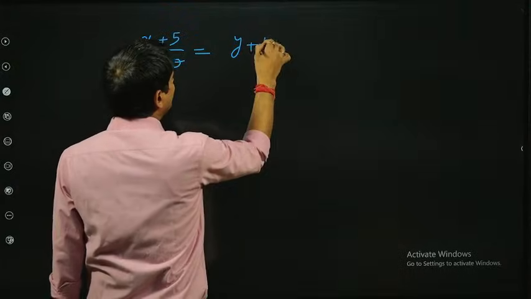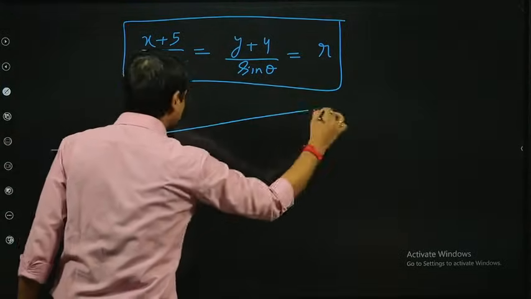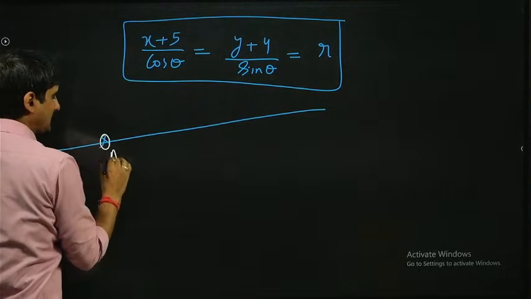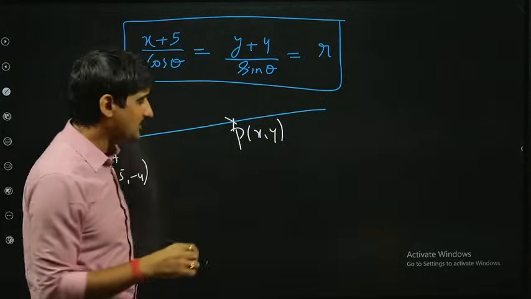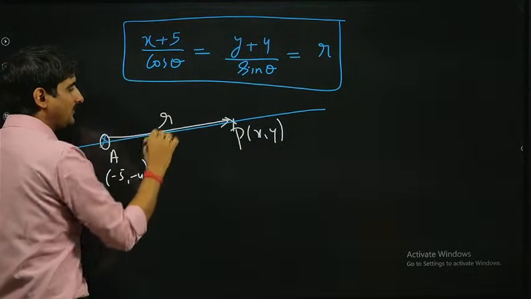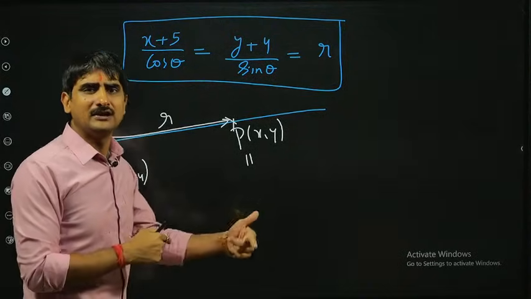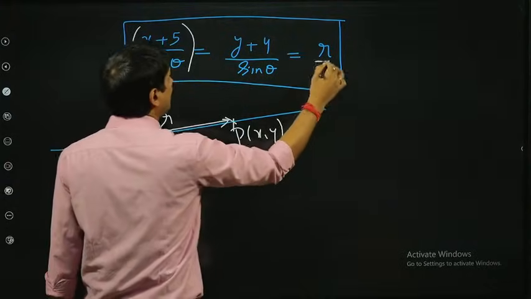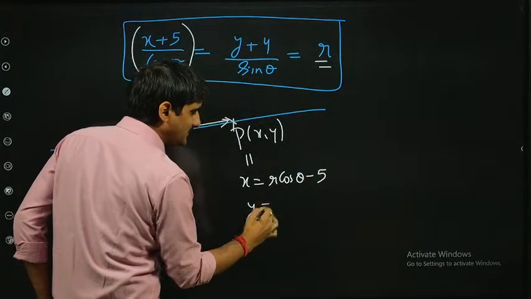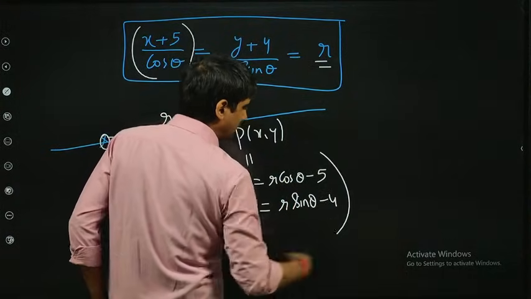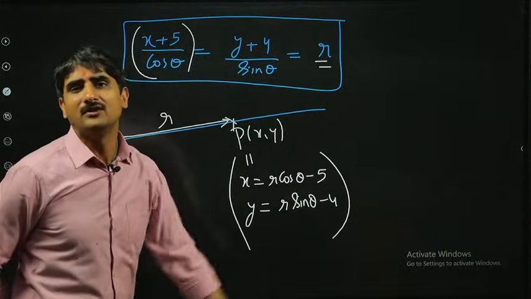Since the slope is not given, there can be infinitely many such lines, and r is the parameter. And what is r? If that's the line passing through the fixed point A, which is (-5, -4), then r is the distance of any variable point P(x, y) from this given point along that line. So I can write our point P, any point on the line, in terms of theta. If I solve this with r, x is r cos theta minus 5, and y is r sin theta minus 4. I think all of you will agree with that. So that's the coordinates of any variable point on the line, isn't it?